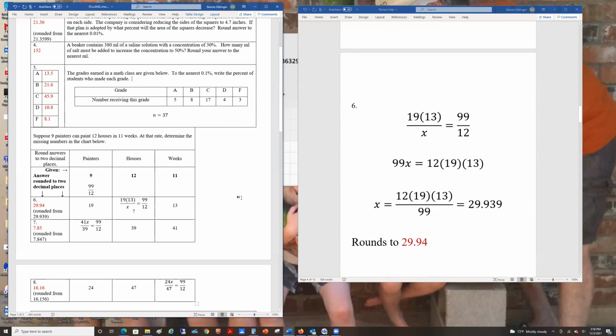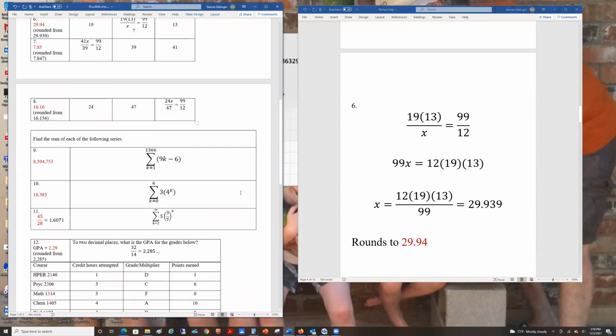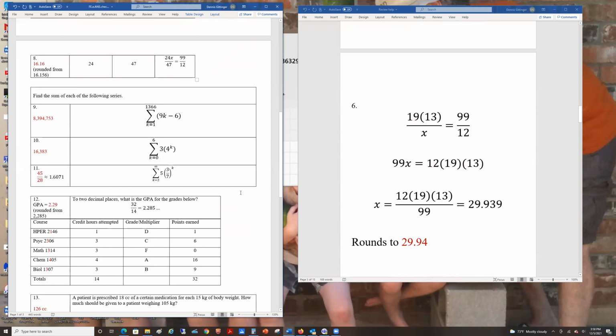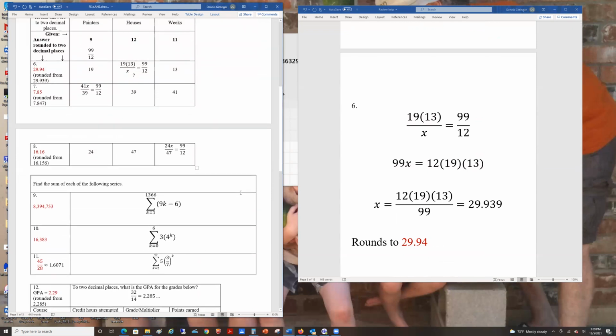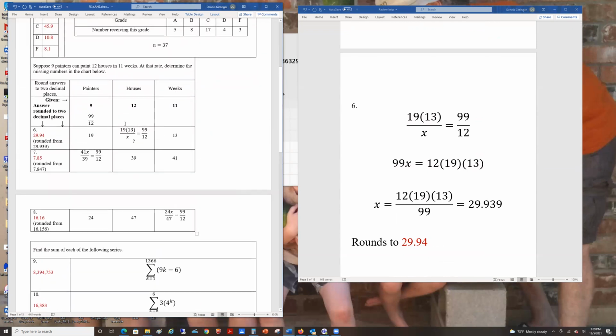Number 6. All right, we got some variation problems. Okay, so 9 painters can paint 12 houses in 11 weeks. What that means is the painters times the time is directly proportional to the number of houses they can paint.